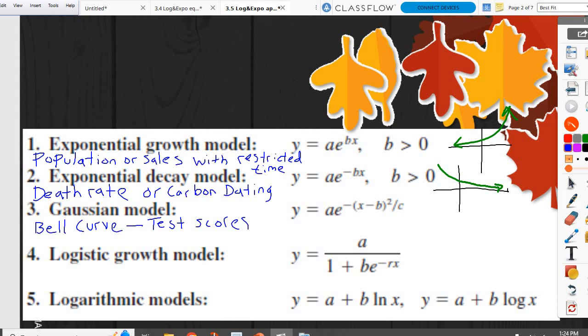Next model is your Gaussian model. It's what we call the bell curve, and we use it to look at test scores. It's called a bell curve because it looks like a bell. It's going to be low on the ends and higher in the middle. So kind of if you think about it, right?